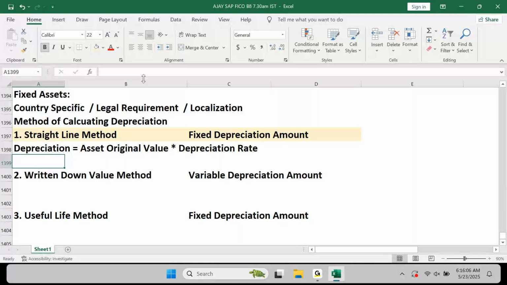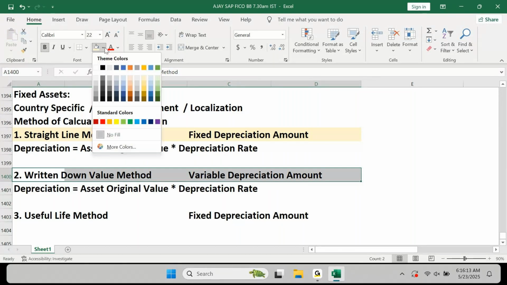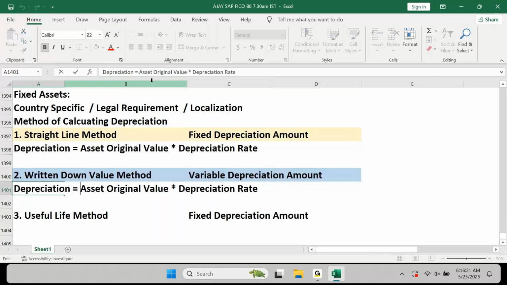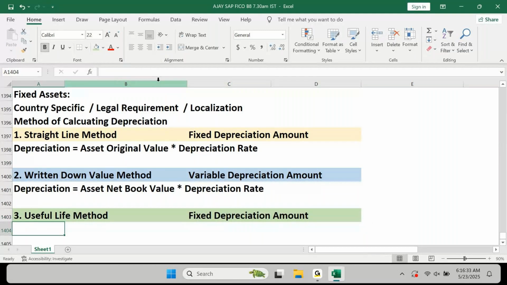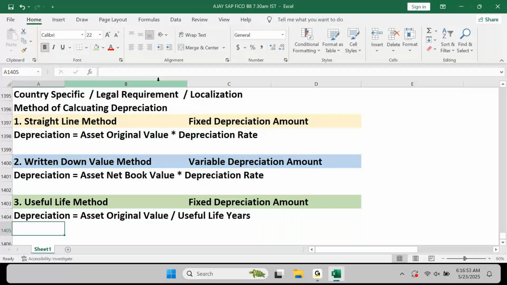Yes, sir. For return on value also, is this original value or net book value? Net book value. For return on value, it is asset net book value into depreciation rate. What about the third one? Asset value divided by number of useful life years. Am I correct? Yes, sir. These are the three ways how you will be calculating your depreciation on a fixed asset.